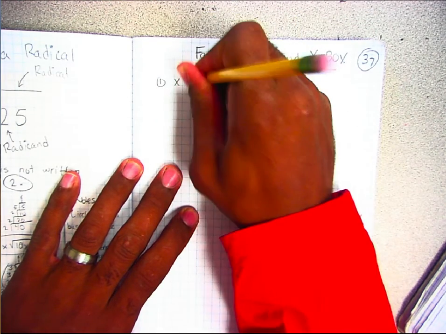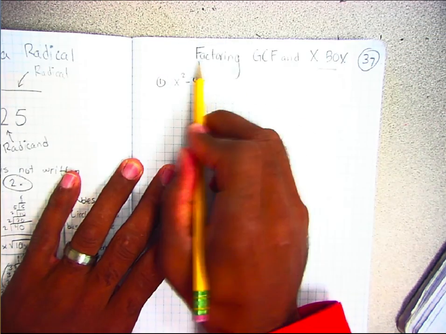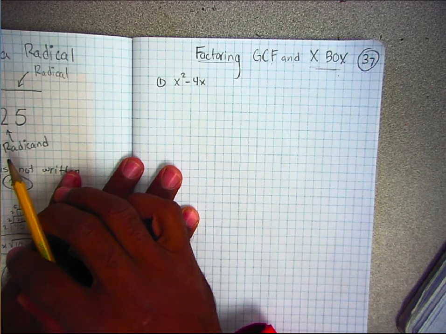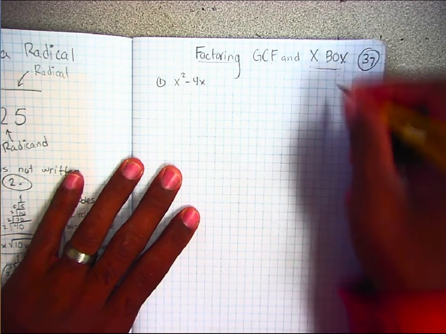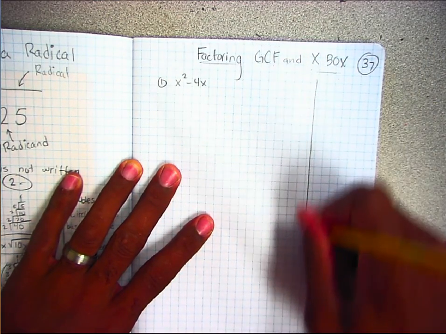X squared minus 4x. Factoring means we're going to break it down into its factors. Now, the first thing we always want to look for is GCF. And so what I'm going to do is make a little column for notes.